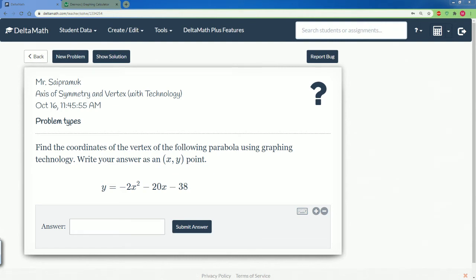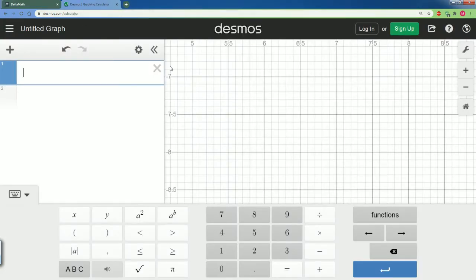Welcome, this is for IM2. Here I will be covering DeltaMath. This is going to cover the DeltaMath solution on axis of symmetry and vertex with technology. With technology, I am referring to the Desmos Graphing Calculator. To find this, type in Desmos Graphing Calculator.